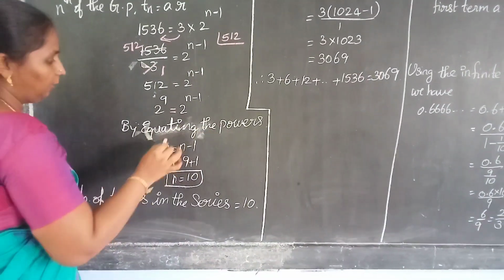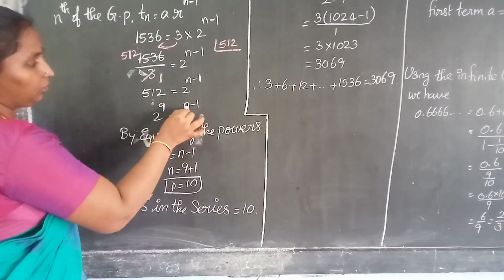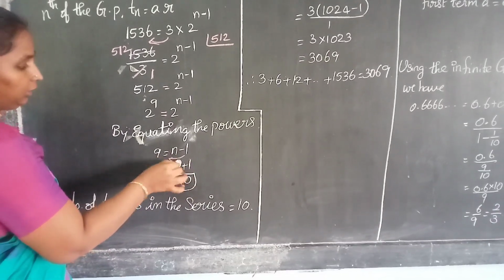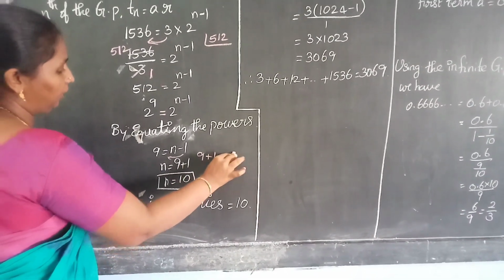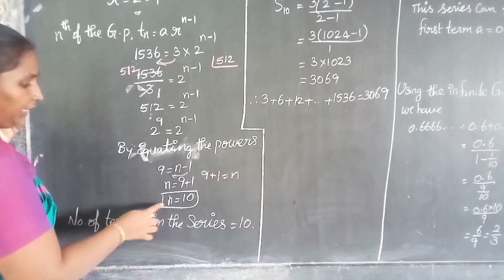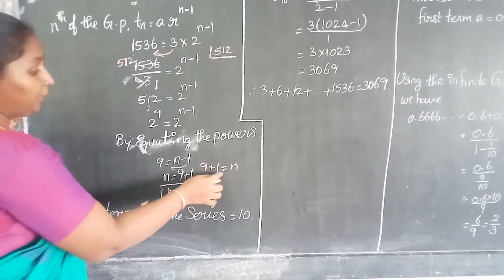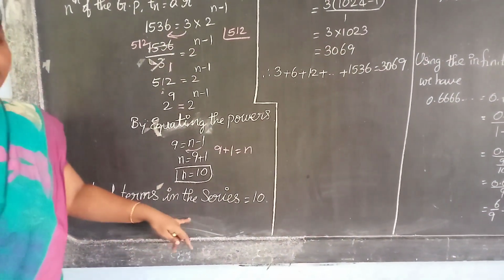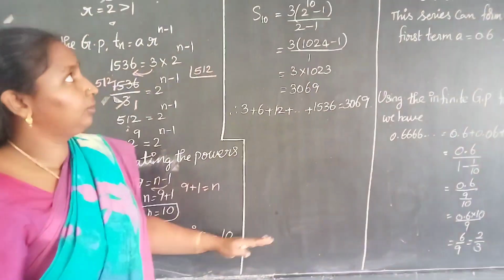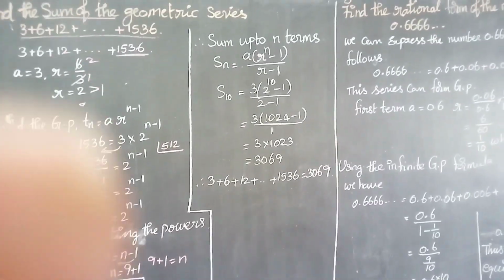So by equating the powers, 9 equals n minus 1. Send this minus 1 to the left hand side. We will get 9 plus 1 equal to 10, so n equals 10. The number of terms in this series is 10. So we found the n value, the number of terms.